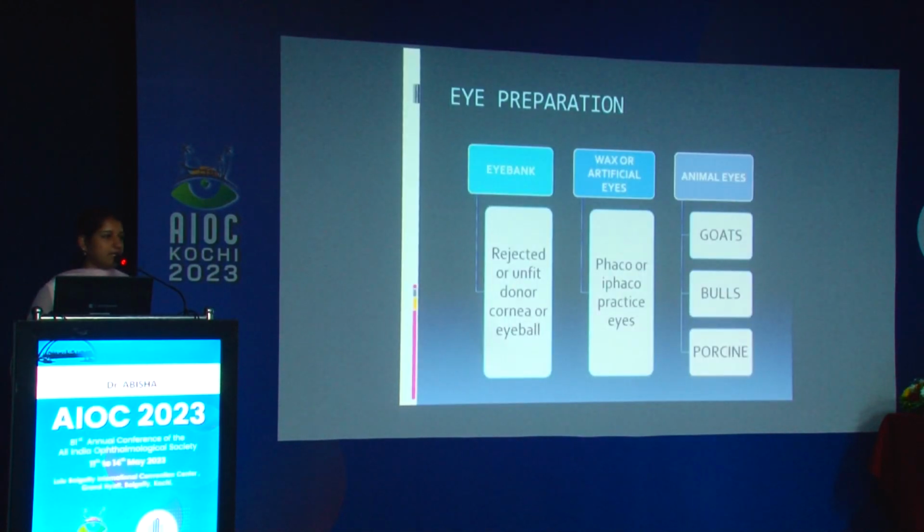And coming to eye preparation, either we can get rejected or unfit donor corneas or eyeballs from the eye bank. Wax or artificial eyes like Phaco Eye can be used, or animal eyes like goat, bull or porcine eyes can be obtained from local butchers.